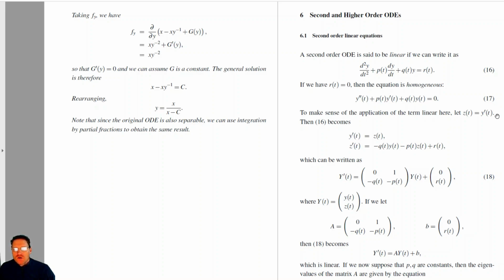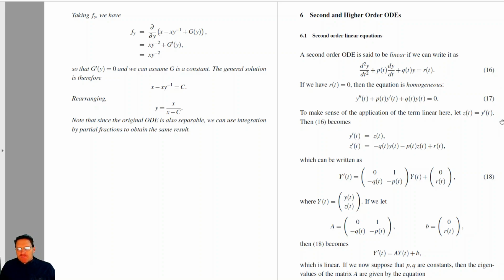A second order ODE is said to be linear if we can write it as the second derivative of y with respect to t plus a function of t times the derivative of y with respect to t plus another function of t times y is equal to a function of t. So that's a linear second order ODE. If we have the right hand side being equal to 0, then we call it homogeneous.